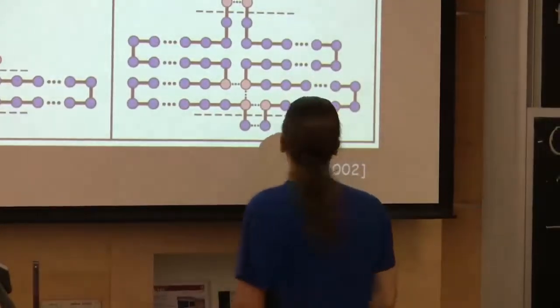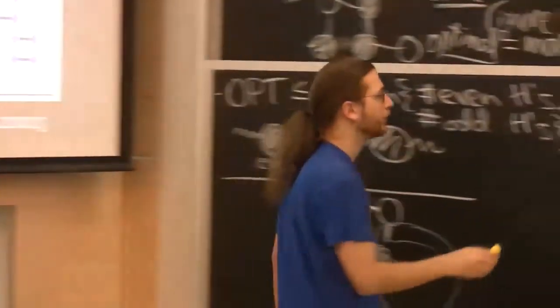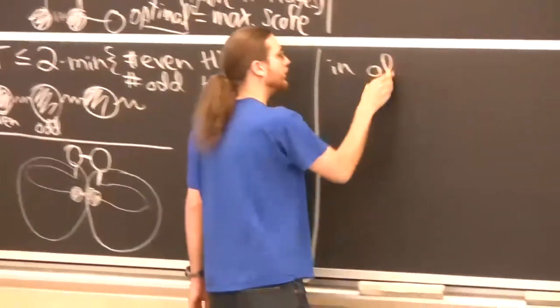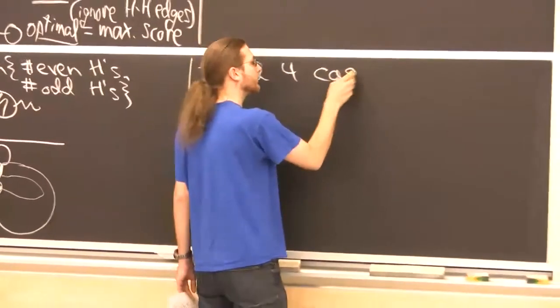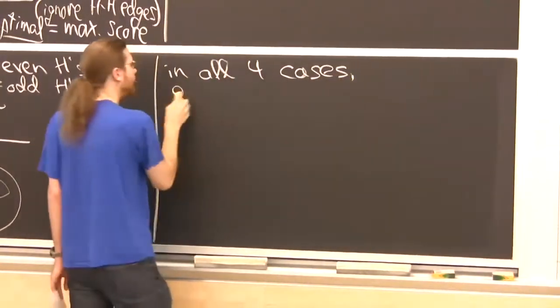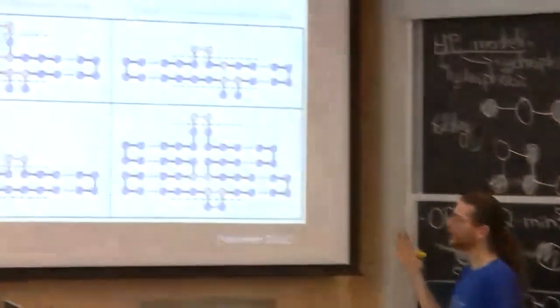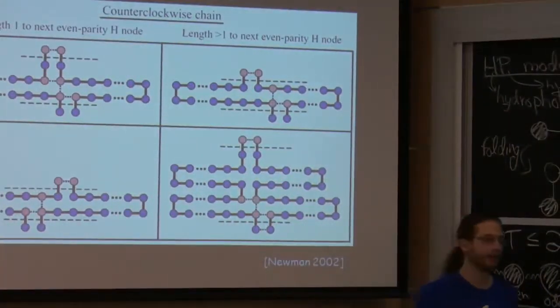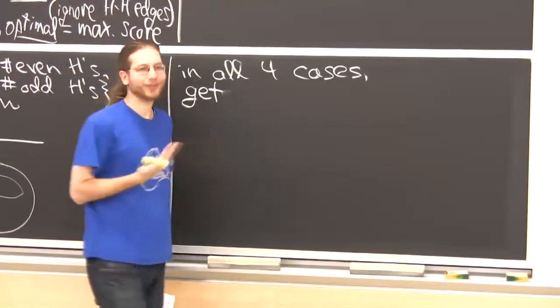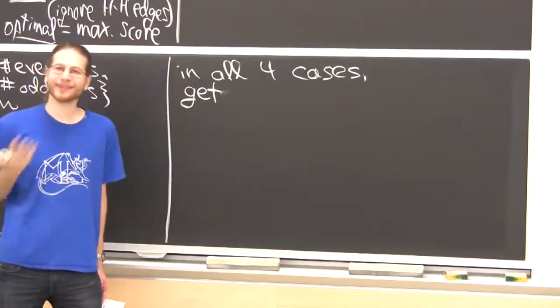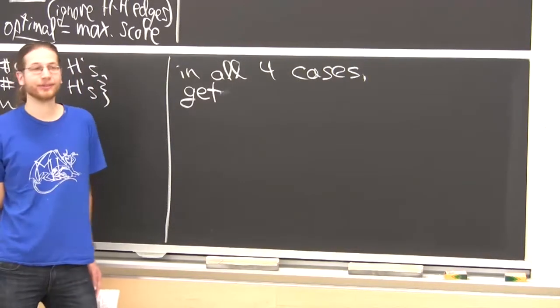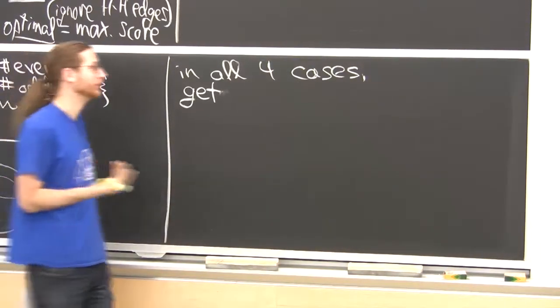Okay. So in all cases, I didn't skip anything. I did all of the even H nodes on the right side. I did all of the odd nodes, H nodes on the left side. So I did skip something. I skipped all of the odd guys on the left side and all the even guys on the right side. So I skipped half of the H nodes.